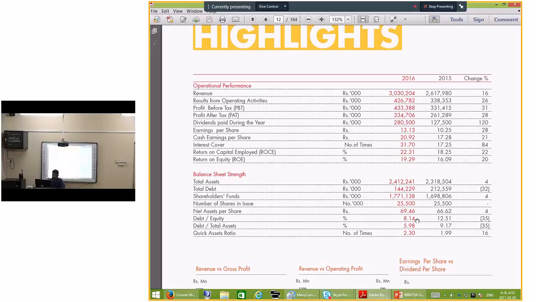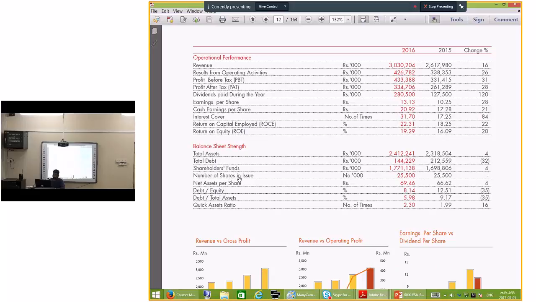Debt to total assets previously 9.17, now debt to total assets 5.98, again decreasing the financial risk or the debt amount. Then quick asset ratio, which directly relates to the liquidity position, previously 1.99, now 2.3. Then again we can see good improvement of the liquidity position. Then decrease in debt equity, the debt capital, and debt payment also there.